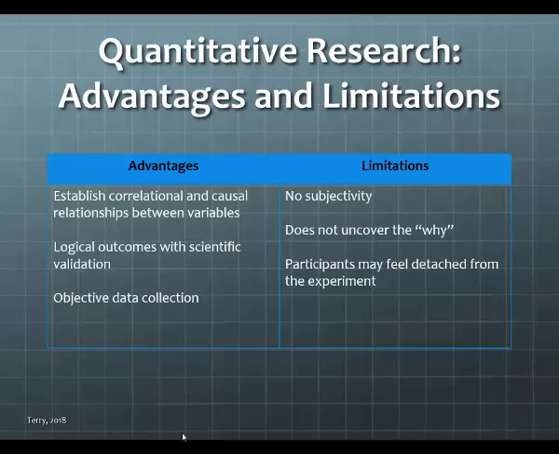Your weaknesses or your limitations, though: there's a lack of subjective data on human interactions when determining social, internal, or holistic phenomena. It's not sensitive to uncovering the reasons for particular observations or the dynamics underlying the examined situation or the phenomenon. And a lot of times participants may have a negative impression of the intent of the study due to that detached and clinical nature of the design. So these are some of the things that you maybe want to take into consideration when you're looking at doing a quantitative research project.